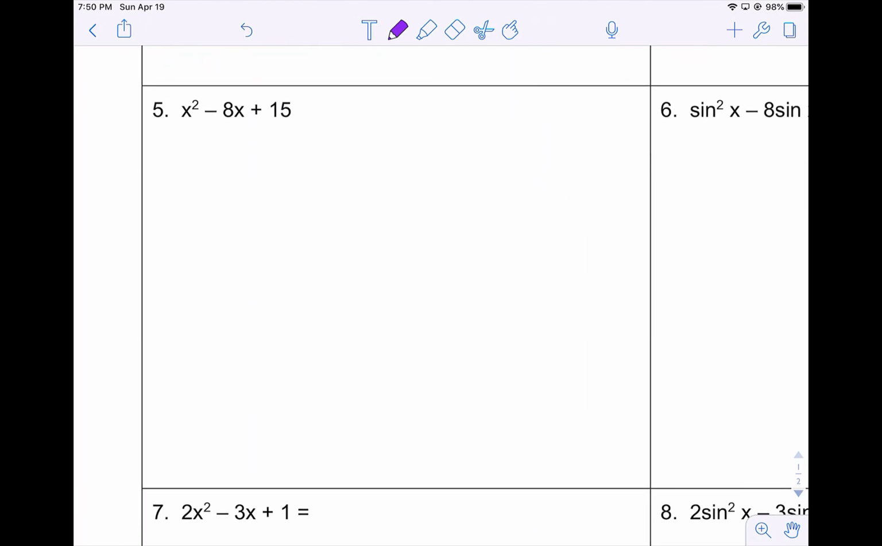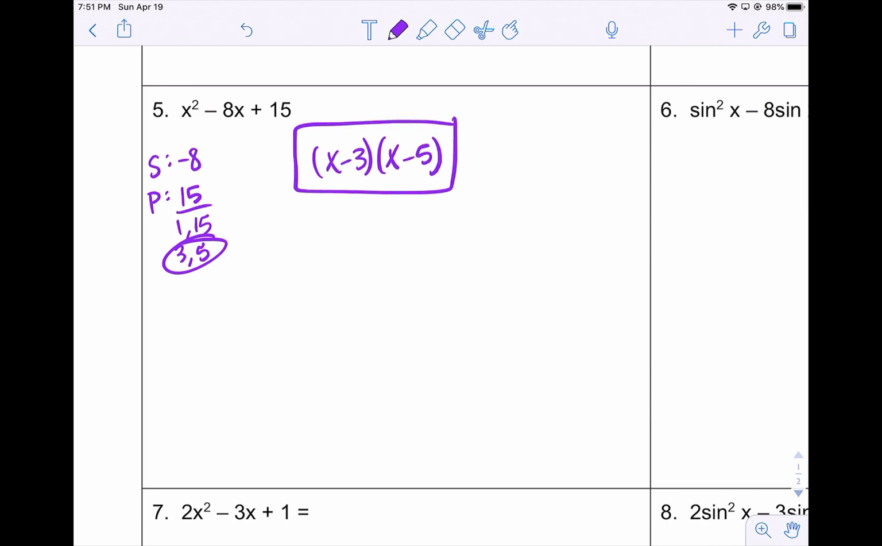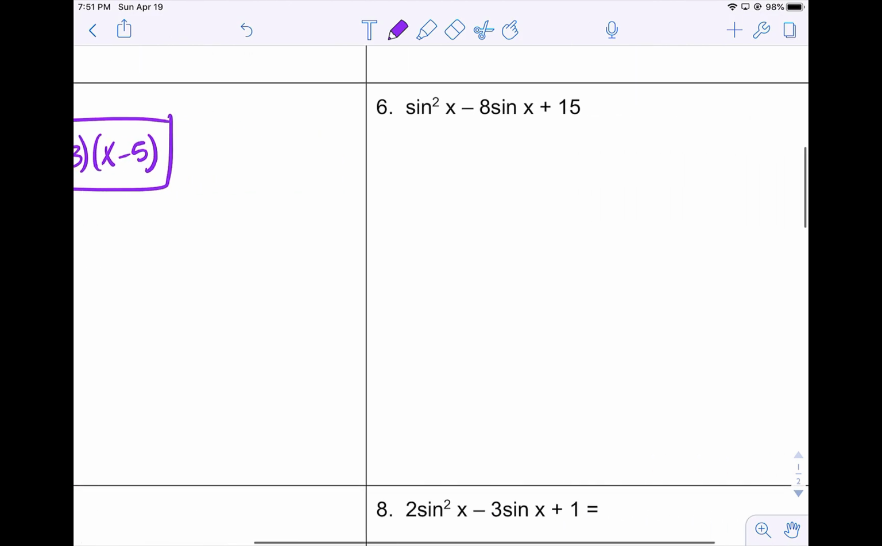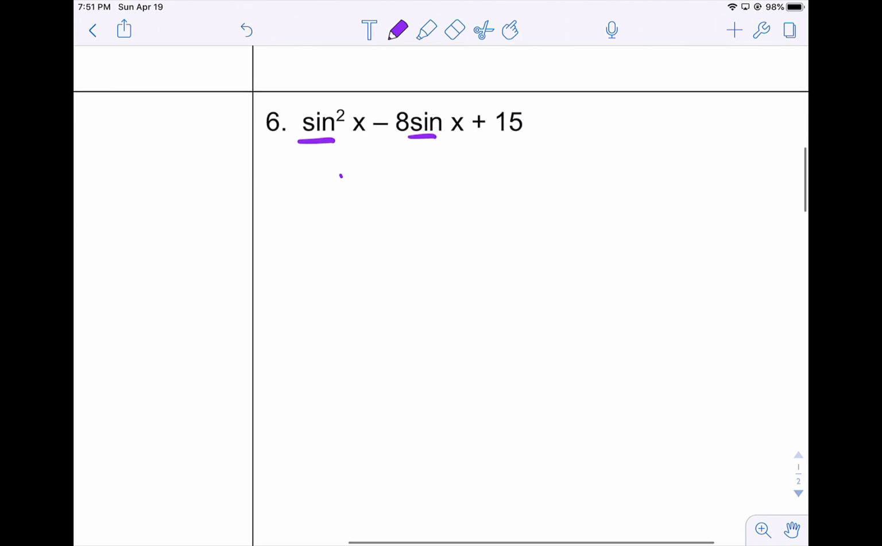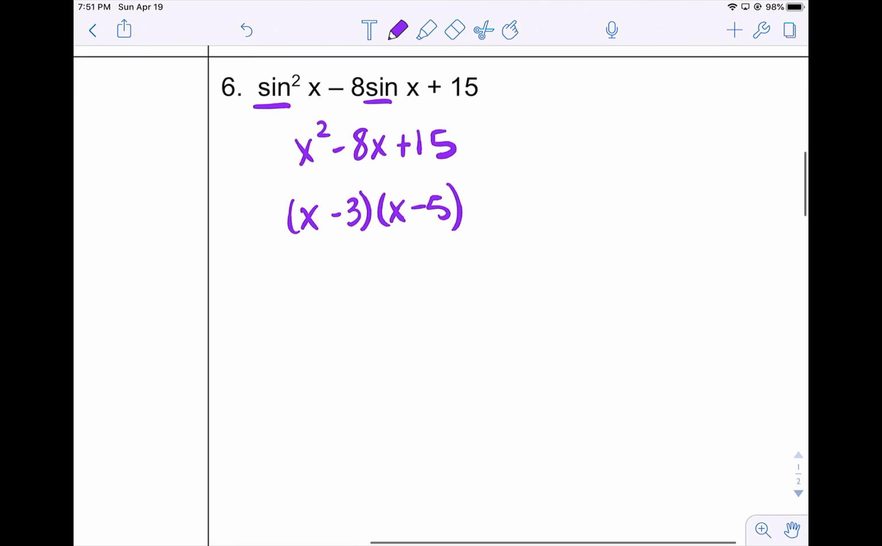For part 5, this is where I might need to use a little sum and product. My sum is negative 8 and my product is 15, so that would be a negative 3 and a negative 5. Same thing for 6. Again, these are the same things, just with trig. If you are factoring trig, you can ignore the trig for the time being. You can factor it like a normal Algebra 2 expression, and then wherever you see a letter, you put the trig word back in.